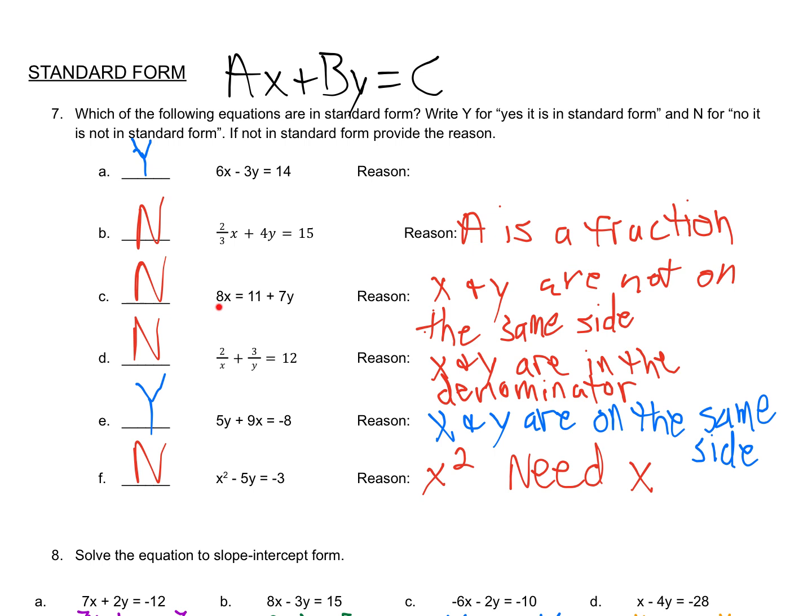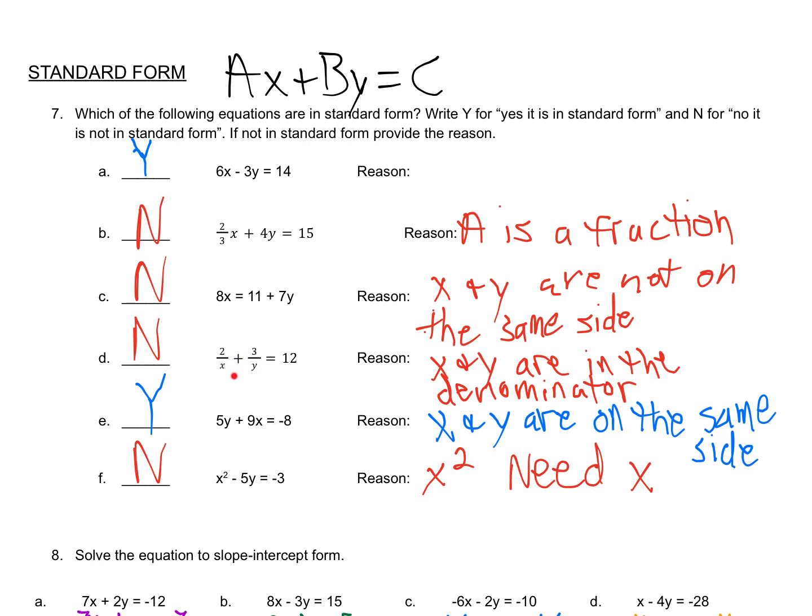C, we have 8x equals 11 plus 7y. This is again a no. X and y are not on the same side. They have to be on the same side. They're on opposite sides of the equals. That's not in standard form. D, we have 2 over x plus 3 over y equals 12.